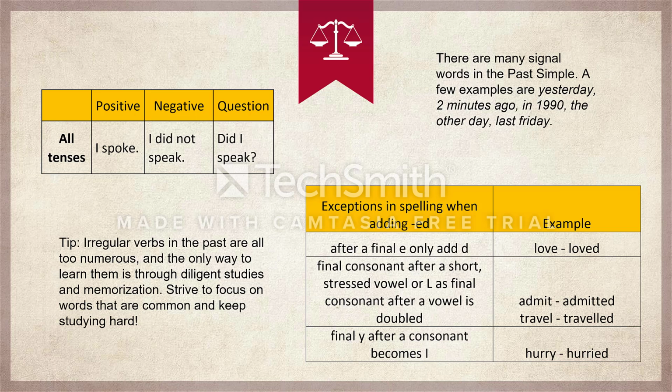So when we conjugate this into the simple past, we have to change the Y to an I. So we drop the Y, add an I and then add on the ed, and we get hurried. We're going to see a few examples of this later on, but those are the three exceptions.